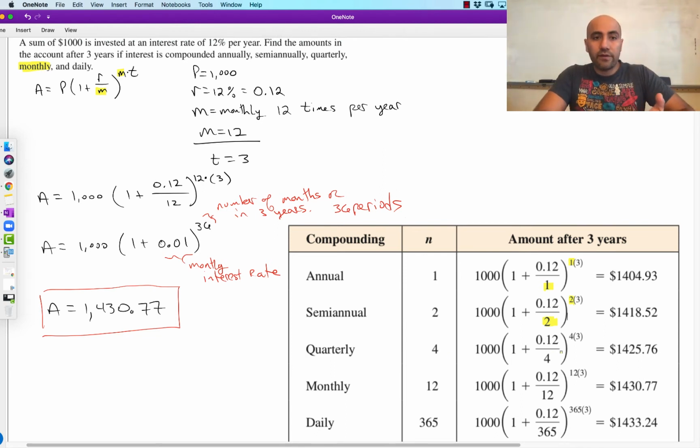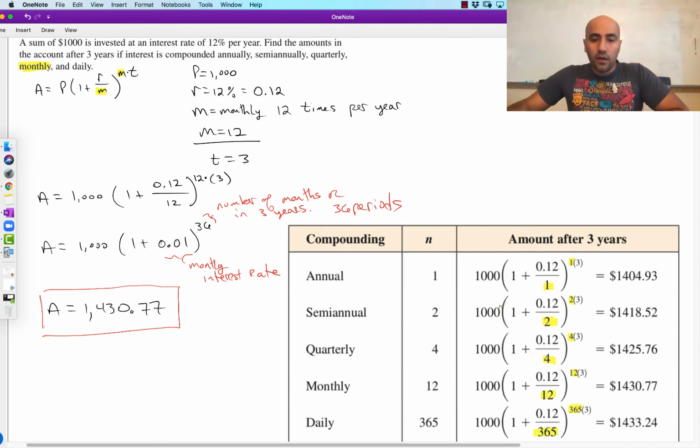Quarterly means 4 times a year, every 3 months. If we divide 12% by 4, we get 3%, so your quarterly interest rate is 3%. In a 3-year period, we would expect 12 different quarters, and this would be your balance. Again, that's just replacing the M with a 4. Then monthly, that's replacing the M with a 12. That's the one we did over here. Replacing the M with a 12, we get to this balance. And finally, if we replace the M with a 365, we would get this equation, and that would be our balance.